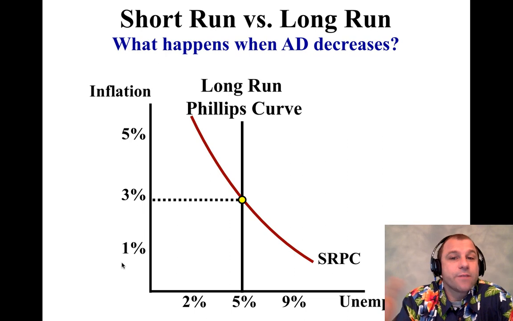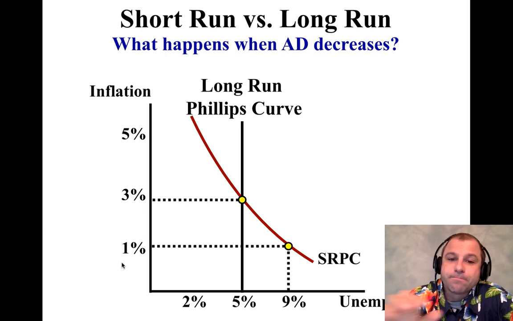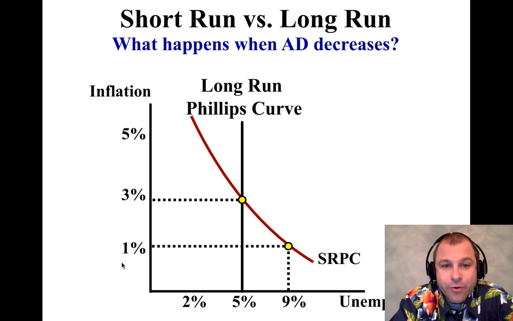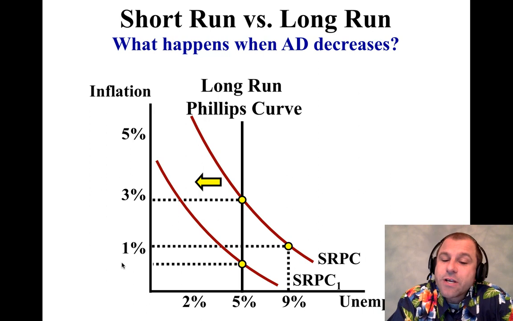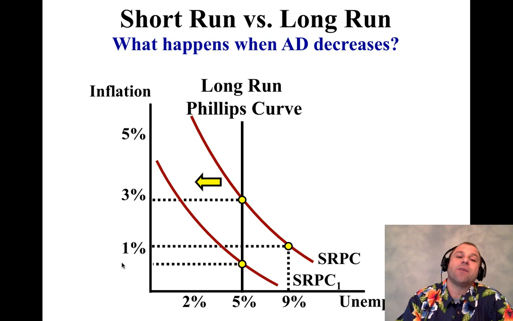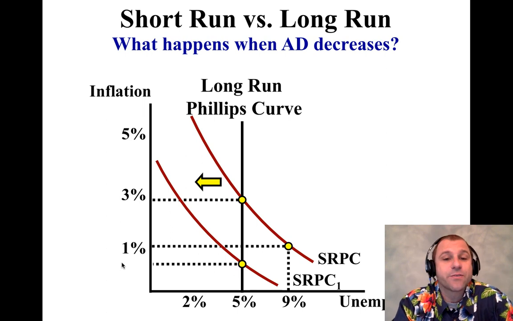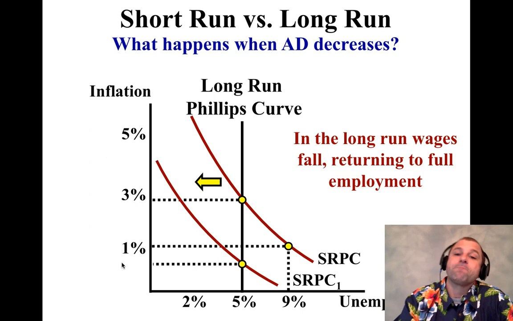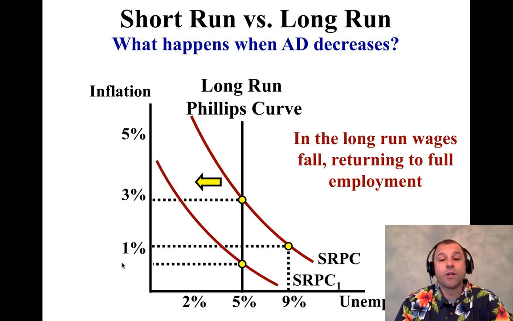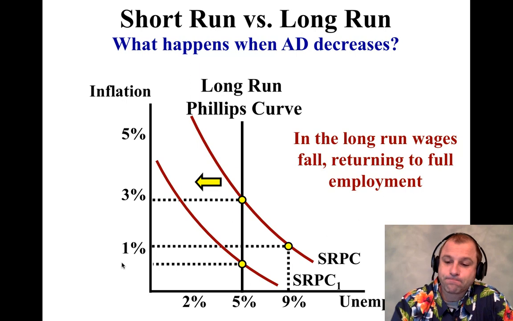Going back to this, let's make aggregate demand decrease. So aggregate demand decreases, we enter into a recession, unemployment shoots up. Now inflation is very low, so people accept lower wages because unemployment is so high, and so as a result, inflation will drop even lower, but your short run Phillips curve shifts to the left because people are now accepting lower wages. And all prices for businesses are lower too because people aren't buying anything. So we return to full employment because that's your natural rate.